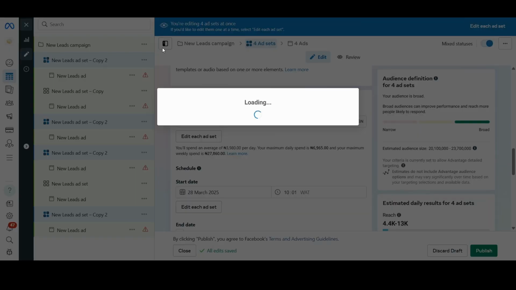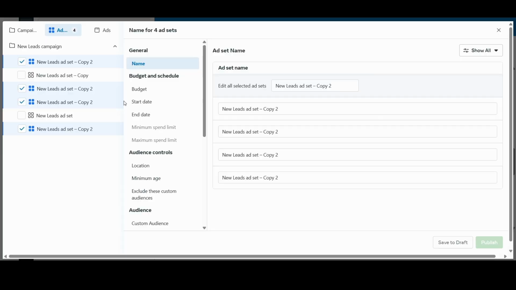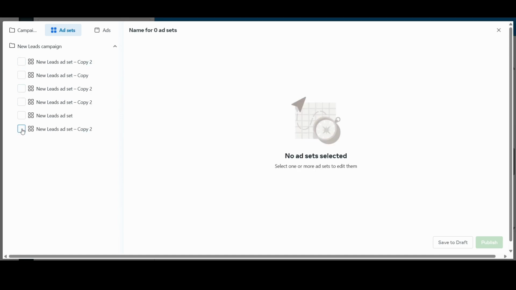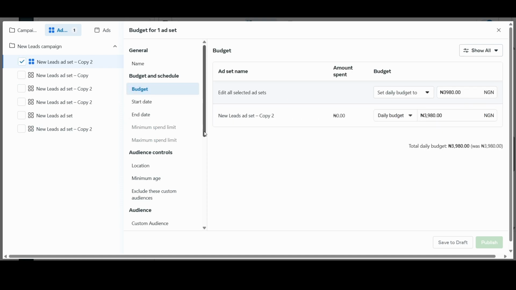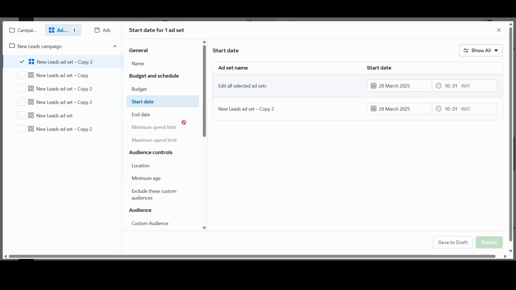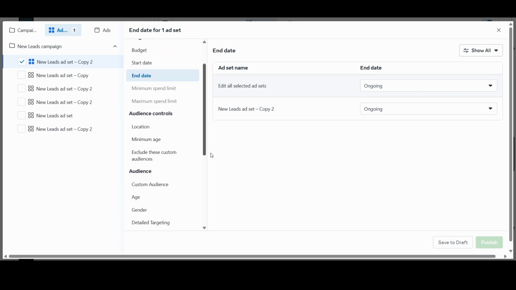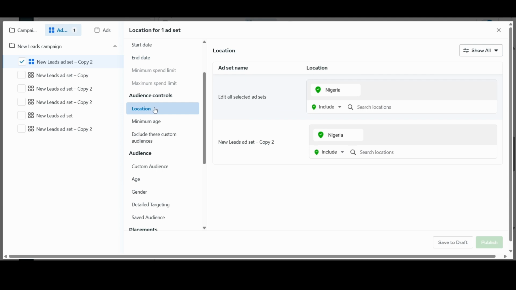We can edit each ad set, yes, not all at the same time. So what happens here is that, as you can see, we have 4 ad sets, right? And so what we can do is pick on each ad set and decide how we want to edit. All right. So what's the budget? We set the budget. What's the start date? We set the start date. What's the end date? We set the end date. We don't have a minimum spend because we're setting the budget. And then we go to our audience controls. We set up our audience controls.